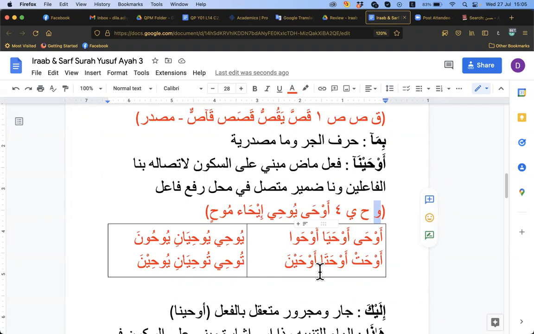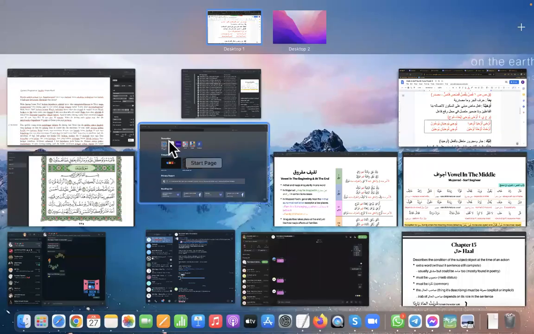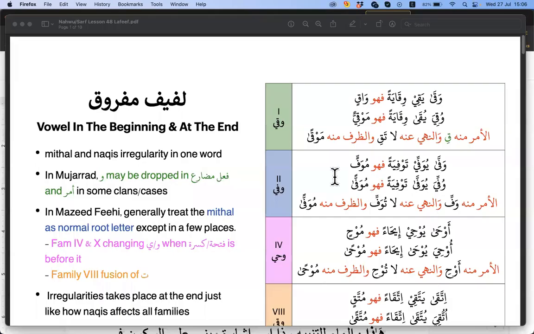Think about a word that you know starts with waw. Wajada, you know wajada. What's the mudhari for wajada? Yajidu. Wajada, family 1, yajidu. Where did the waw go? It disappears. Family one, exactly. Family 1 gets affected by misal a lot.